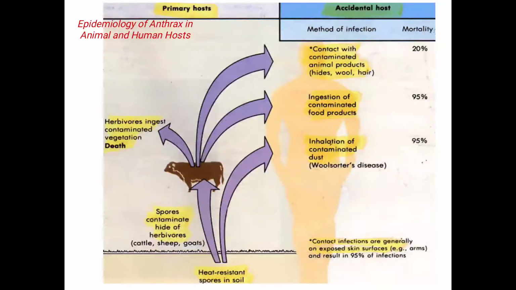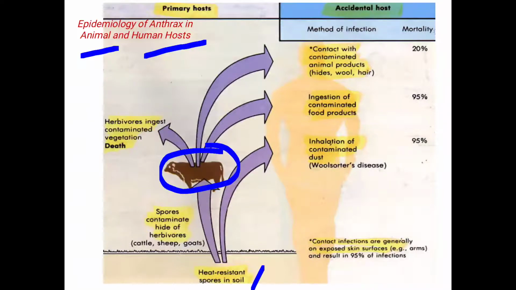Epidemiology of anthrax in animal and human host. The spores which are present in the environment, as in soil, are heat resistant. The spore may enter the cattle while grazing, which leads to death. And sometimes the spore will contaminate the hide of the herbivore.